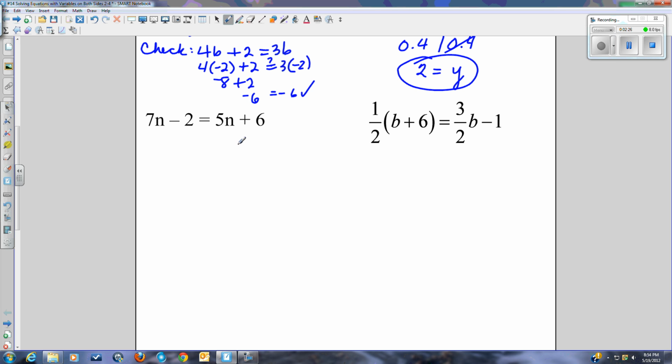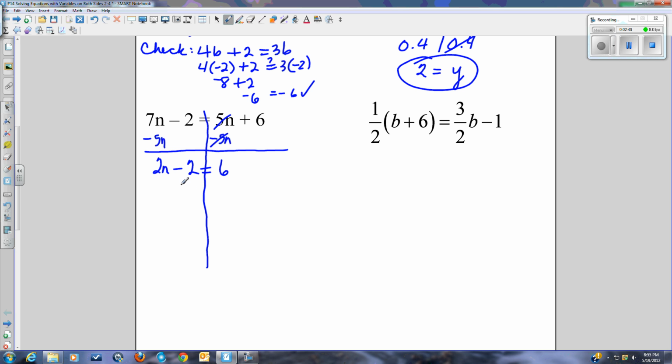Next one, we want to get all the n's onto one side. 7n minus 2 equals 5n plus 6. Decide which one you're going to move. I'm going to subtract 5n from each side. You could always move the 7n if you want. 5n's cancel. So we have 2n minus 2 equals 6.